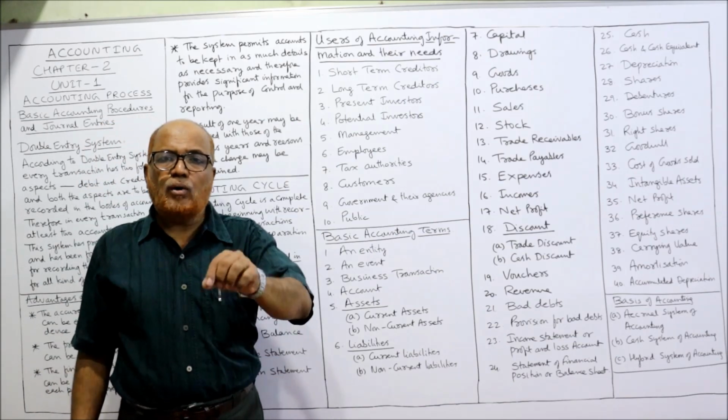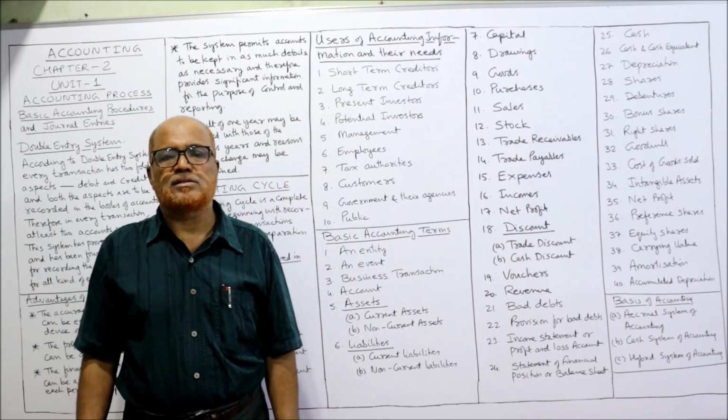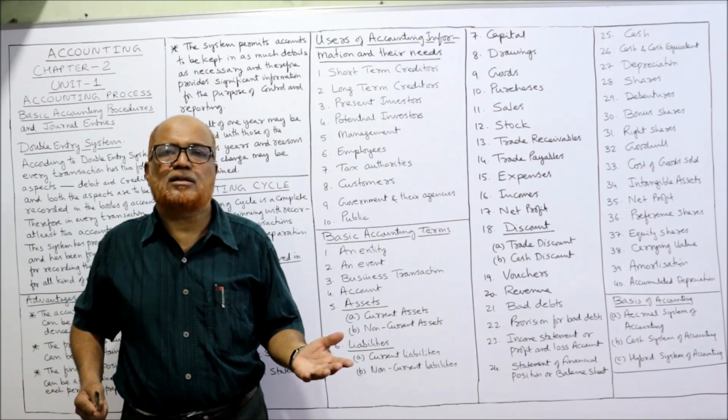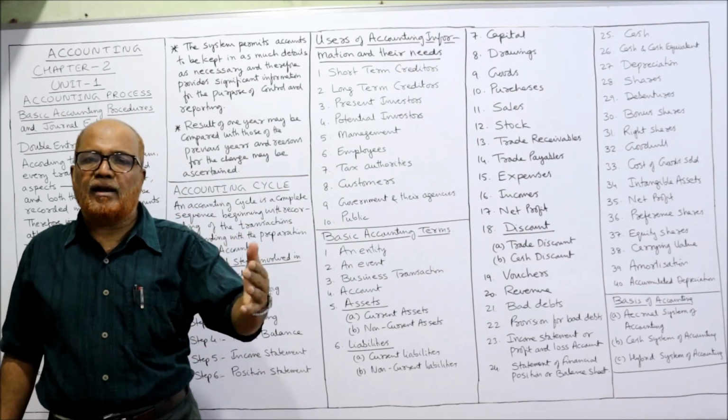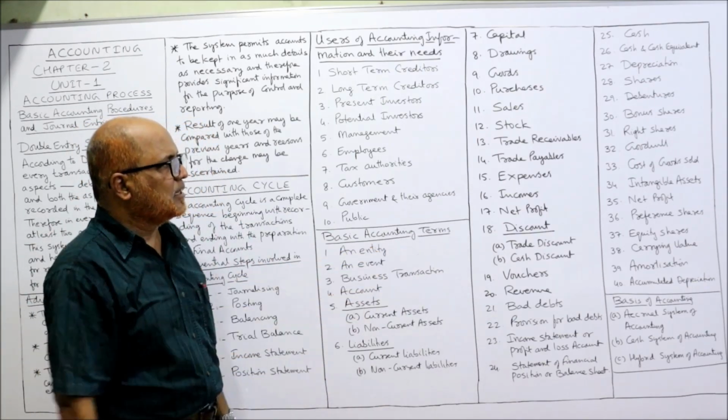Expenses. The amount spent for generating the income are called expenses. Without incurring the expenses, the revenue will not be generated. Example, salary paid, rent paid, telephone bill, electricity bill, all these are the expenses.